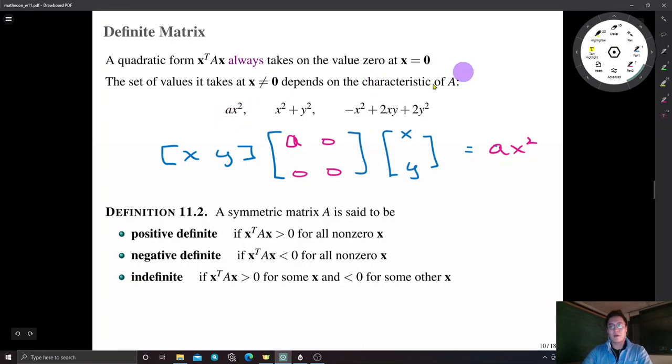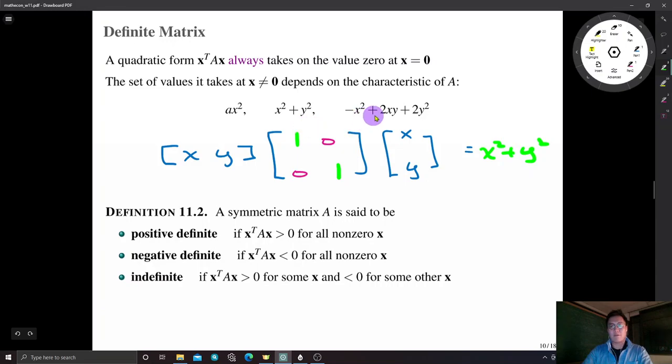If we take a look at the second one, x squared plus y squared, its matrix form is going to be, now we have an identity matrix in the middle. The resulting expression of this is going to be x squared plus y squared. But in this case, no matter what x and y, this gives me a positive value.